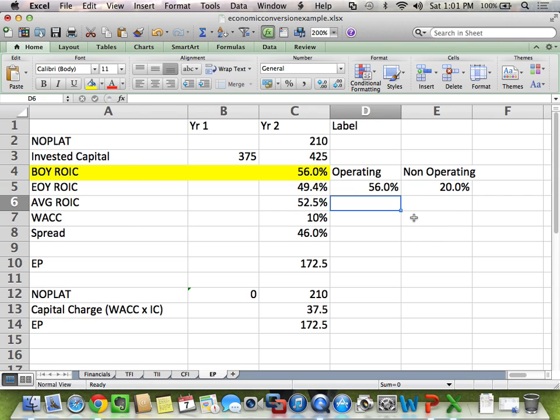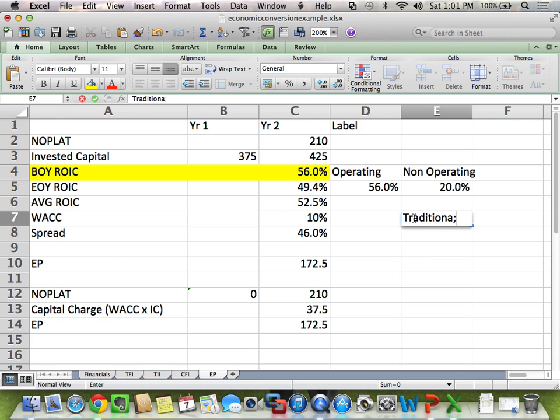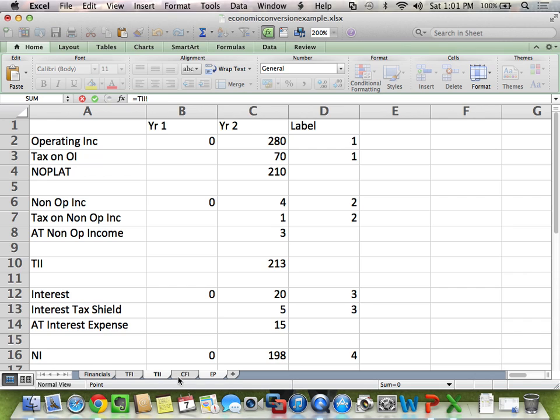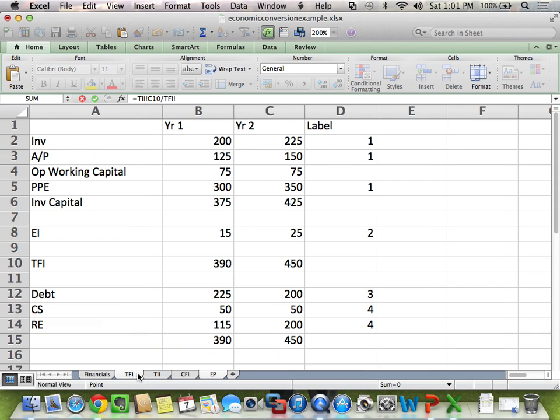And here's the point. If I had calculated a traditional ROIC, which is profit divided by debt plus equity, then what I would have done is I would have taken the total income available to investors and I would have divided it by the TFI.